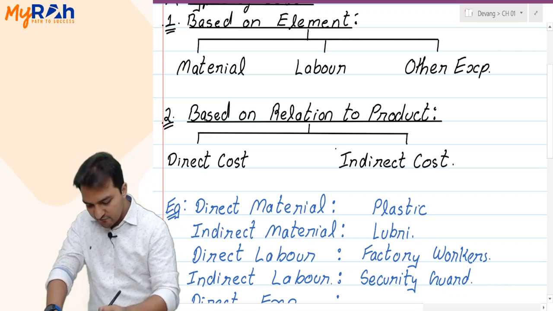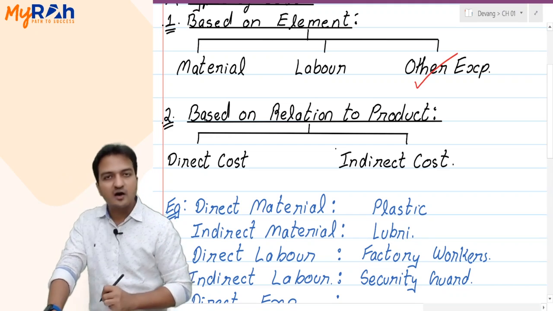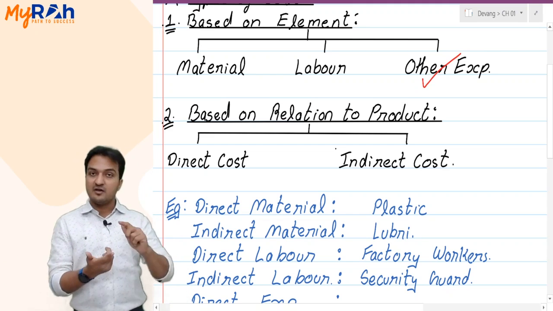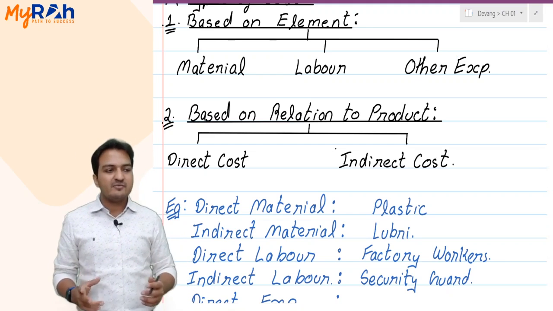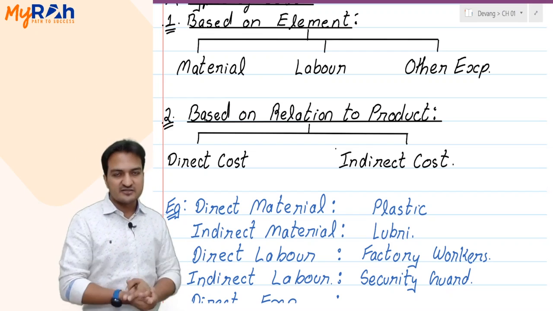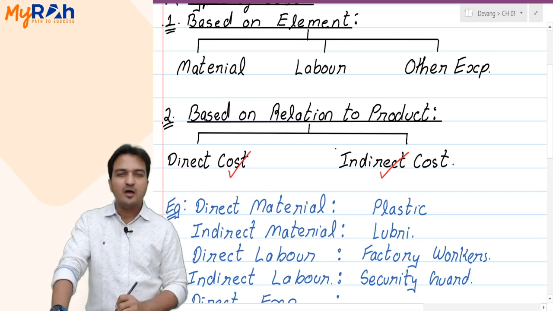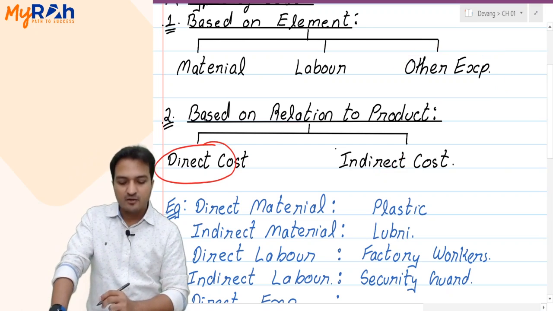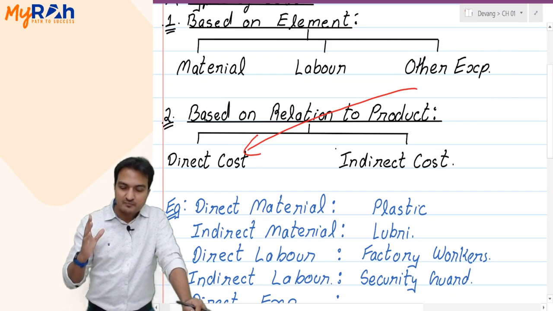And the third main element of cost that I give you here is other expenses. Other expenses means anything other than material and labor. It might be electricity expense, water consumption, rent paid for anything, or maybe some commission or royalty paid. All that will come under other expenses. Now, this other expense can also be direct versus indirect. However, when I say direct other expenses, there are very few examples. In fact, it is very rare.